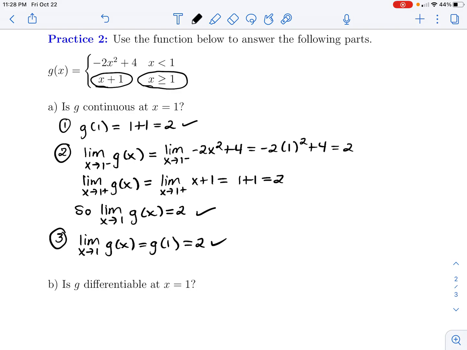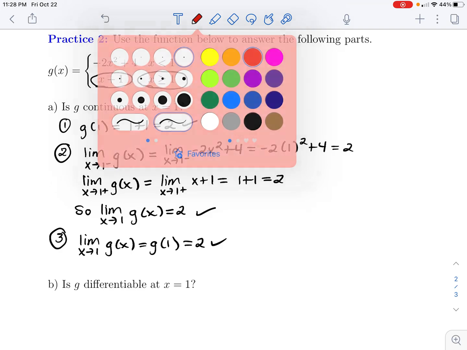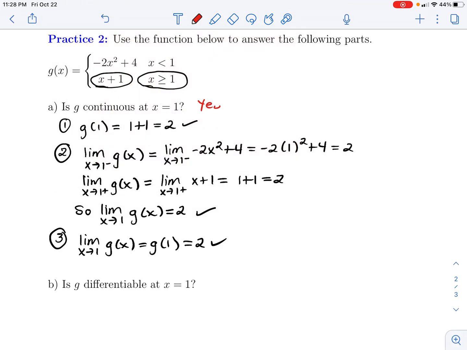Okay, so all 3 conditions are satisfied. So the answer here is yes. Okay, g is continuous at x equals 1, by definition of continuity.